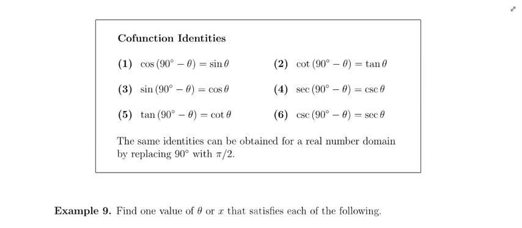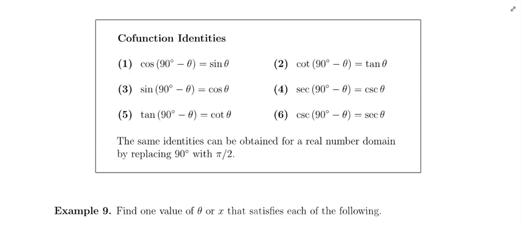The first cofunction identity states that the cosine of 90 degrees minus theta is equal to the sine of theta. The second one says that the cotangent of 90 degrees minus theta is equal to the tangent of theta. Next, we have that the sine of 90 degrees minus theta is equal to the cosine of theta.